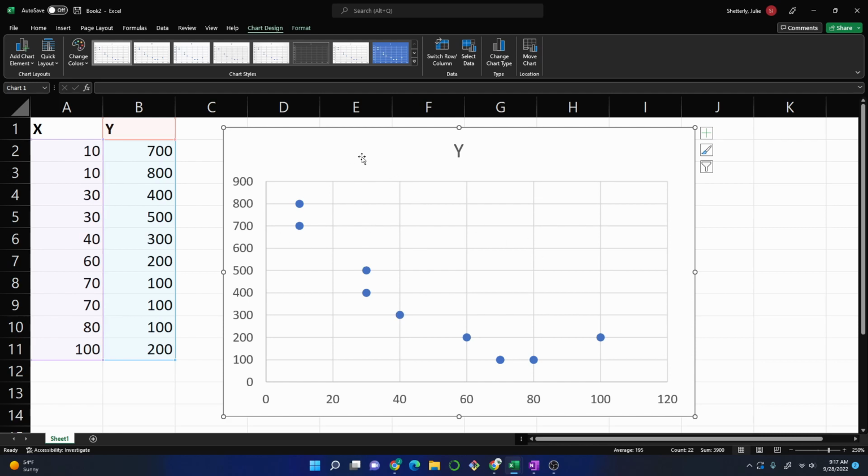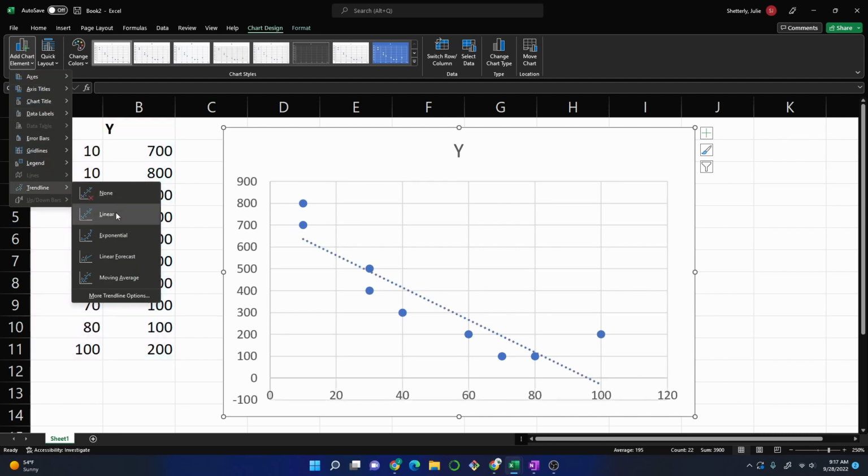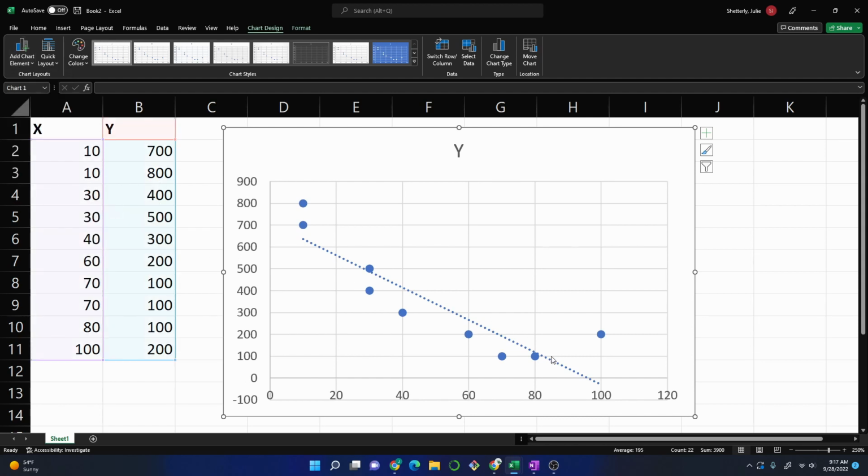Now Excel lets us find the line of best fit, that linear slope-intercept form equation, very easily. All we have to do is either go over to the plus button on our chart or go over to Add Chart Element, click, and then we're going to go down to Trend Line, and we want that linear trend line for the line of best fit. And there we have it. There we go. It automatically finds that line of best fit.